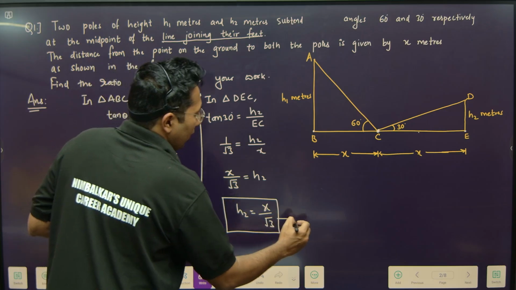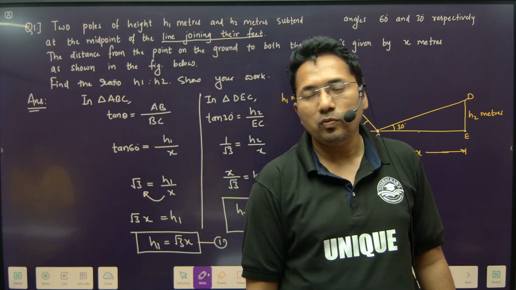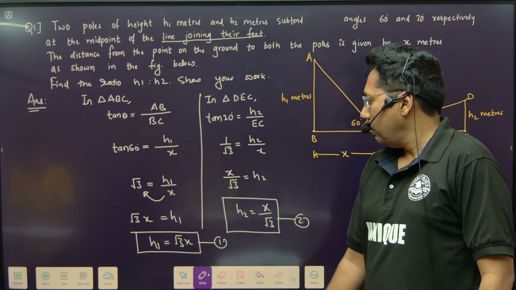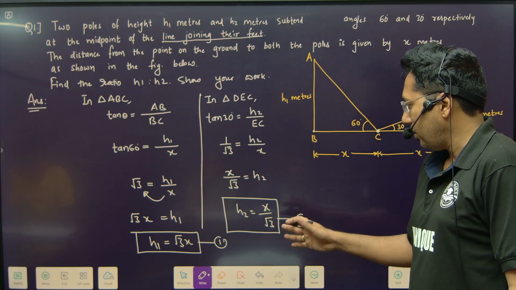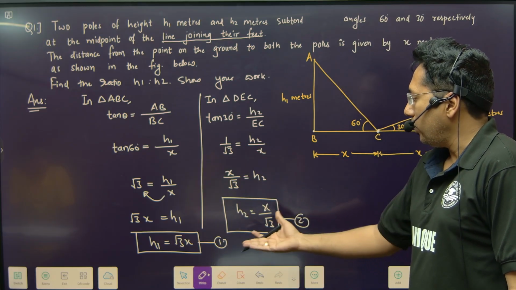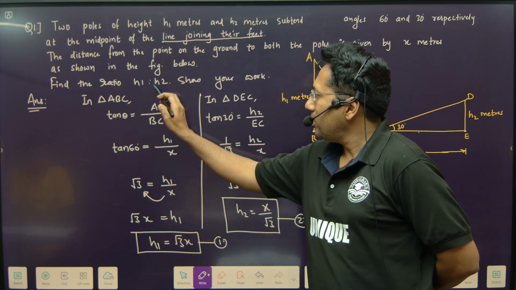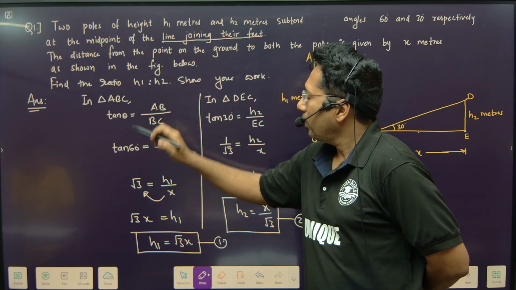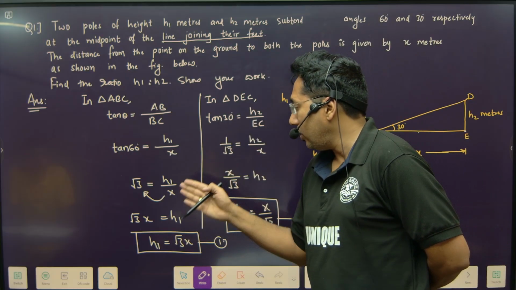So in this way, we have found out the values of H1 and H2, whose ratio we are supposed to take out in this sum. Now H1 is in front of you, H2 is in front of you. The values are just placed right in front. You're just supposed to take a ratio. How to take a ratio? The meaning of 'is to' is 'upon'. H1 upon H2.